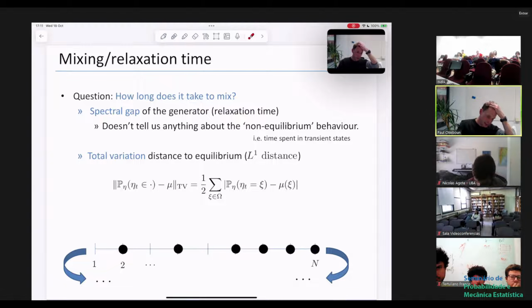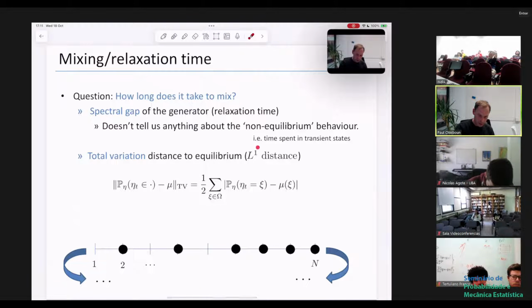Okay, so then what are we interested in? We'd like to understand the mixing time. So how long does it take, started from the worst case initial condition, to reach the reversible measure, to be close to the reversible measure? So in this case, we could look at the spectral gap of the generator, i.e. the inverse of the spectral gap being the relaxation time, but this will not tell us anything about how long it takes the process to leave these transient states. So we want to know what is the total variation mixing time started from the worst of the transient states.